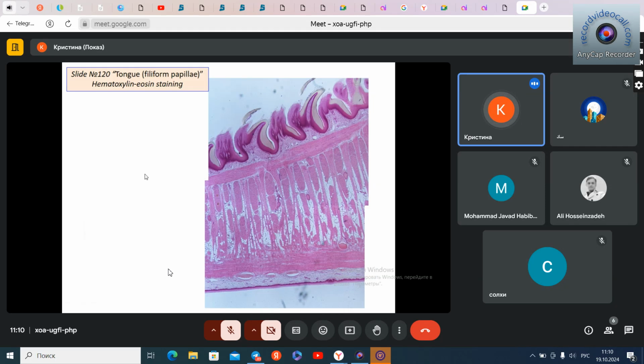In this picture we can see the sagittal section of the tongue. We see its dorsal surface and the lower surface, the ventral surface. On the dorsal surface we have both fungiform and filiform papillae. Filiform papillae are covered with keratinized epithelium.